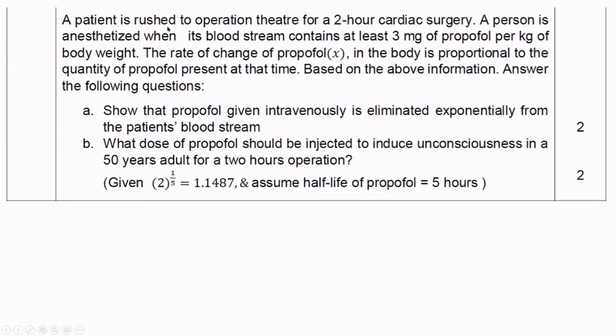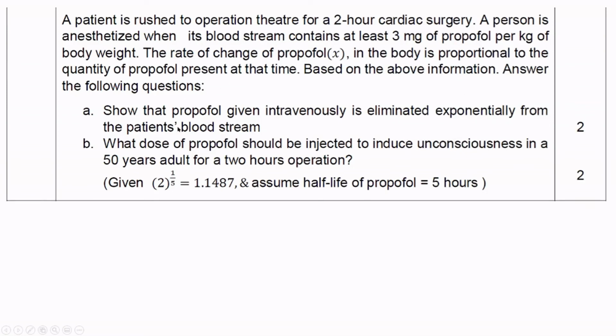A patient is rushed to operation theatre for a 2-hour cardiac surgery. A person is anesthetized when the bloodstream contains at least 3 mg of propofol per kg of body weight. The rate of change of propofol X in the body is proportional to the quantity of propofol present at that time. Based on the above information, answer the following questions.